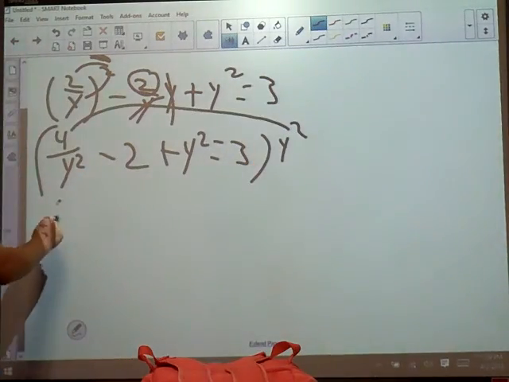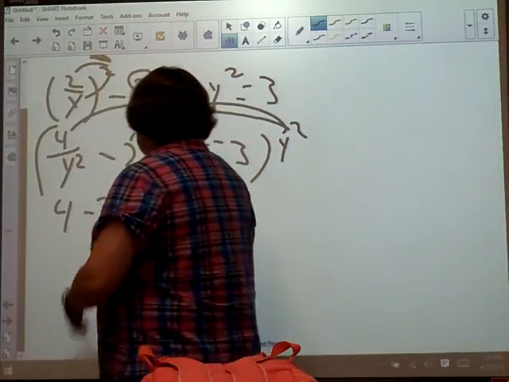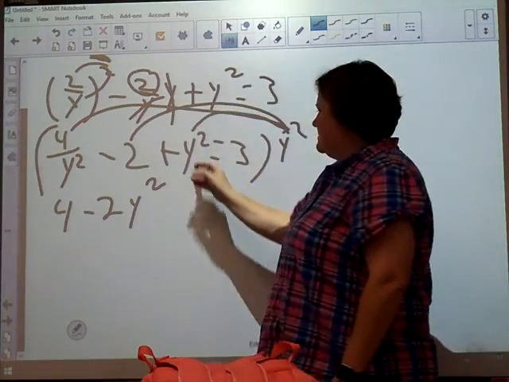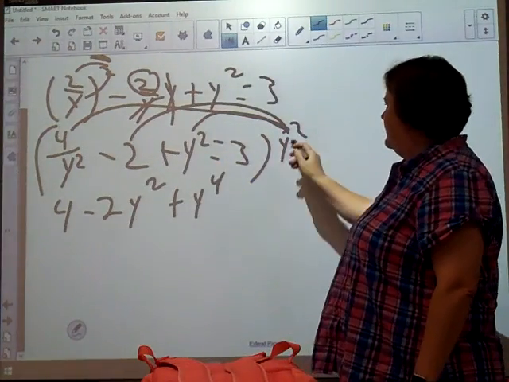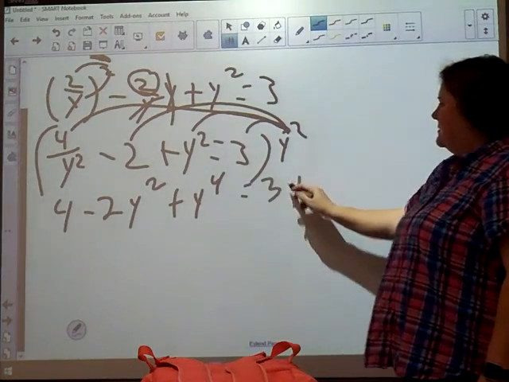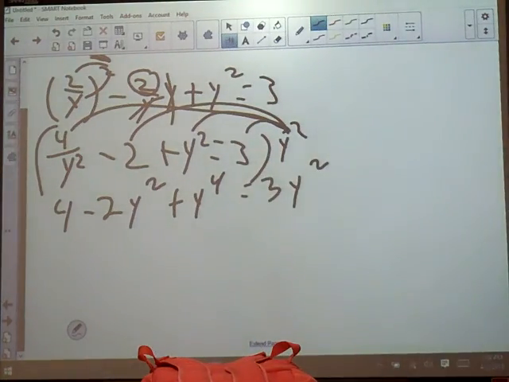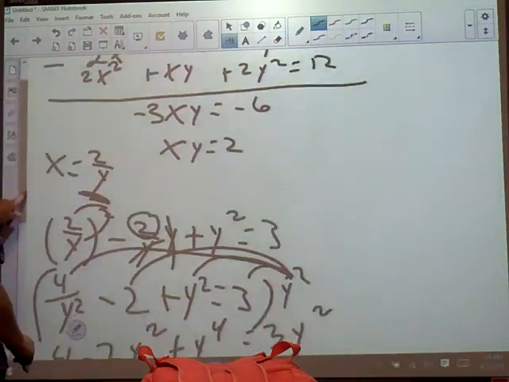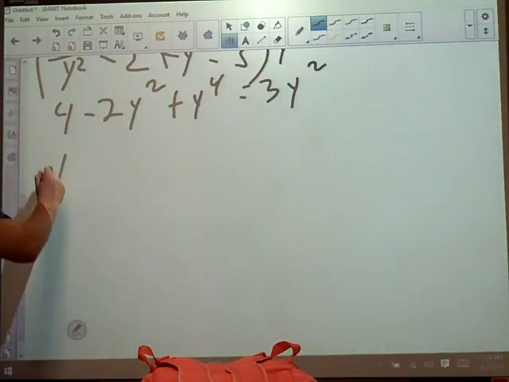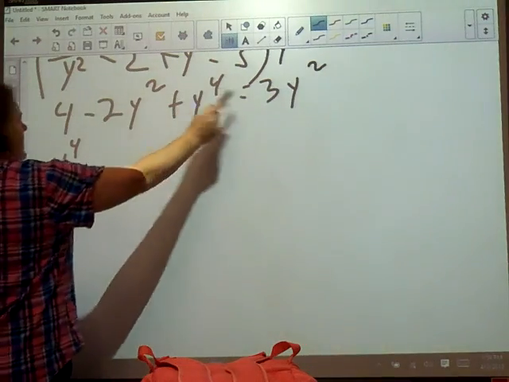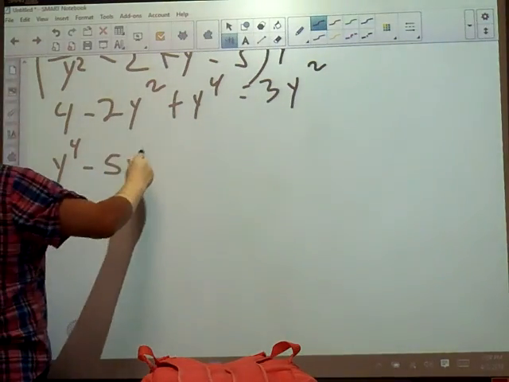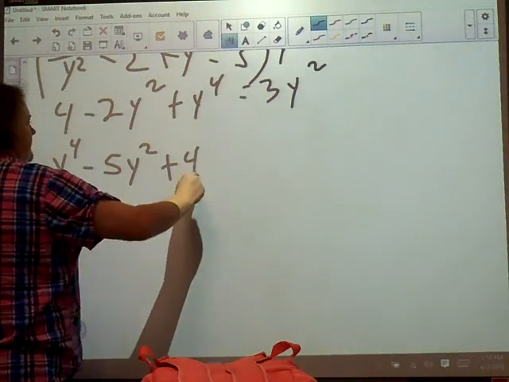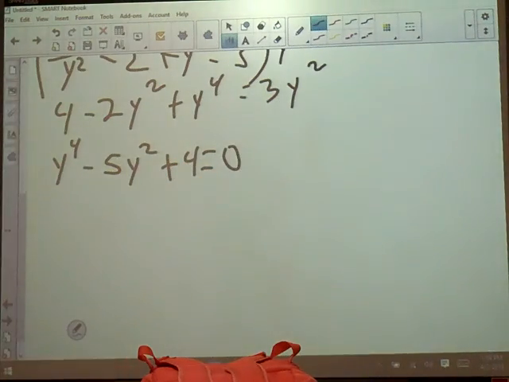Y squareds cancel out. You got 4 minus 2y squared. Y squared times y squared will make that one a y to the 4th equals 3y squared. Okay, now we need to clean this up and move that 3y squared over. So, whoa, I got y to the 4th, negative 2y squared minus 3y squared is negative 5y squared, and a positive 4. That's weird looking because it's got the 4th power, but that's still factorable.